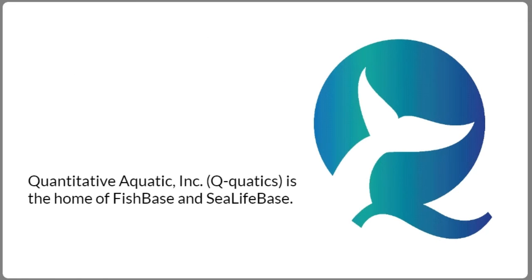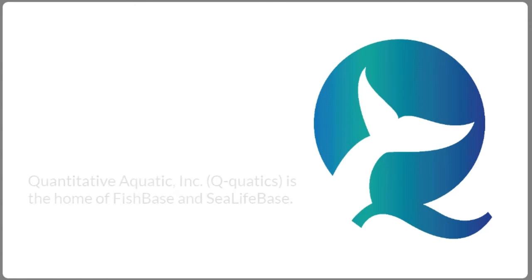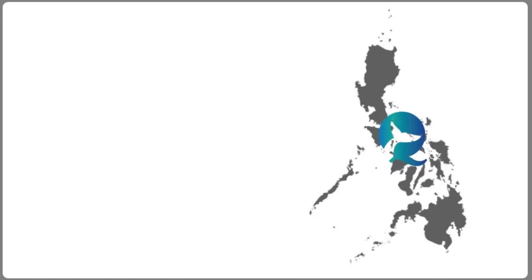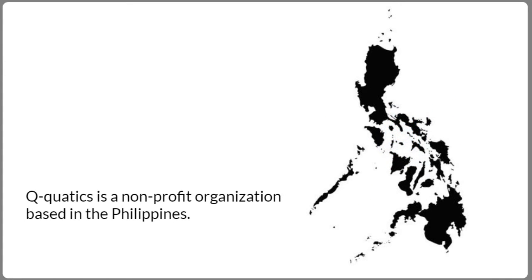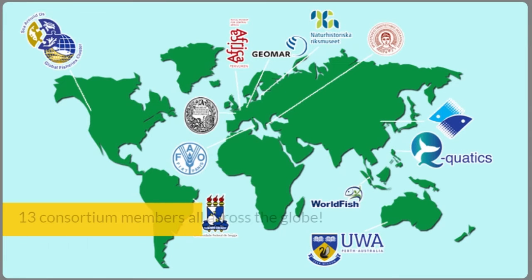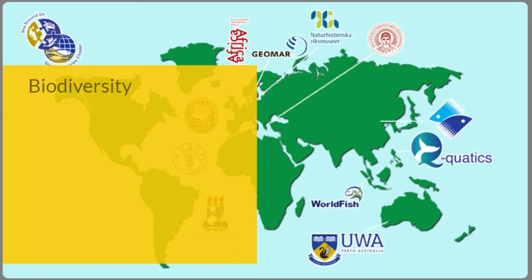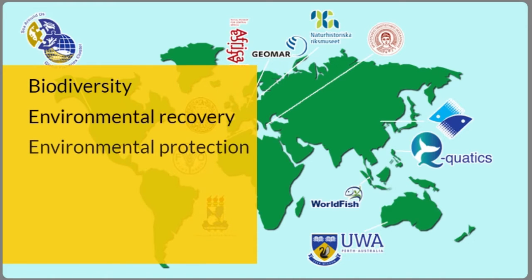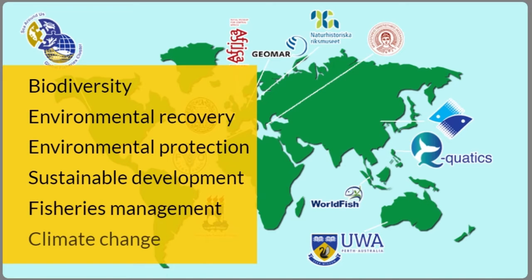Quantitative Aquatics, or Q-Quatics, is the home of FishBase and SeaLifeBase. Q-Quatics is a non-profit organization based in the Philippines. It is part of the FishBase Consortium, which is composed of 13 highly reputed academic and research organizations across 5 continents. The FishBase Consortium provides scientific and technical guidance to ensure that FishBase and SeaLifeBase remain current and relevant with evolving issues on biodiversity, environmental recovery and protection, sustainable development, fisheries management, and climate change.